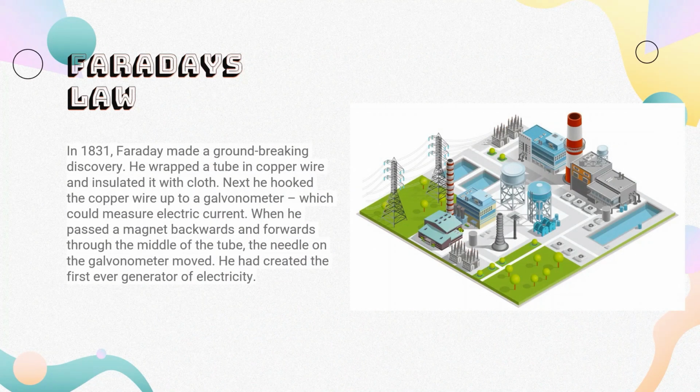First is Faraday's law. In 1831, Faraday made a groundbreaking discovery. He wrapped a tube in copper wire and insulated it with cloth. Next, he hooked the copper wire up to a galvanometer, which could measure electric current. When he passed a magnet backwards and forwards through the middle of the tube, the needle on the galvanometer moved. He had created the first ever electricity.